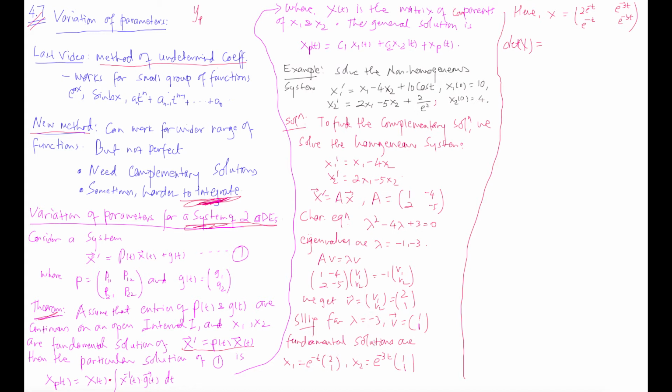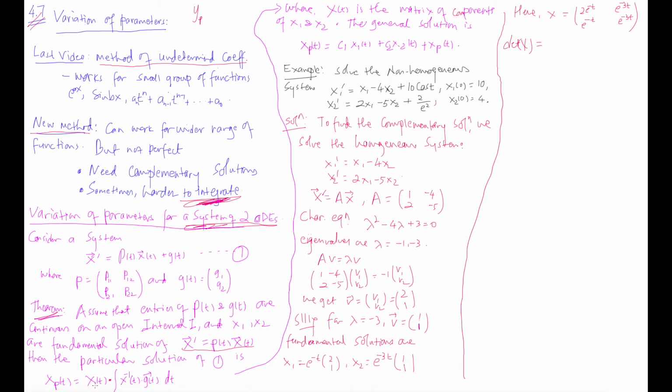Okay. So what are the fundamental solutions? The fundamental solutions are e to the lambda t, right? Lambda is negative 1, so e to the negative t times V, the eigenvector, and then another is e to the lambda 2 t, that is e to the negative 3t, and then V. That's what you get, right? So now to find the particular solution, this is the formula to find the particular solution, right?